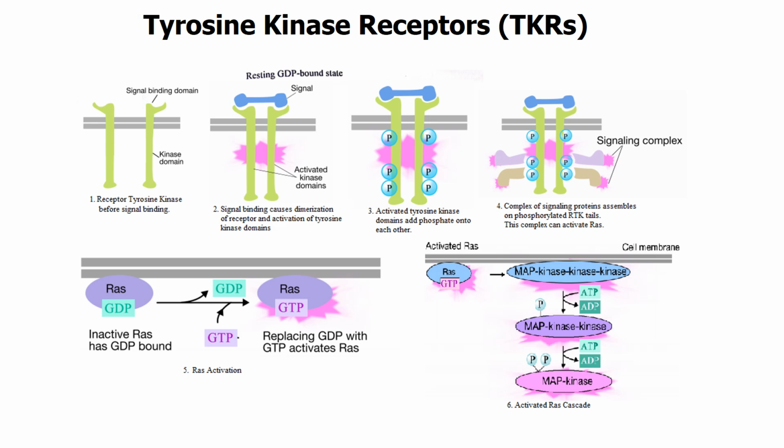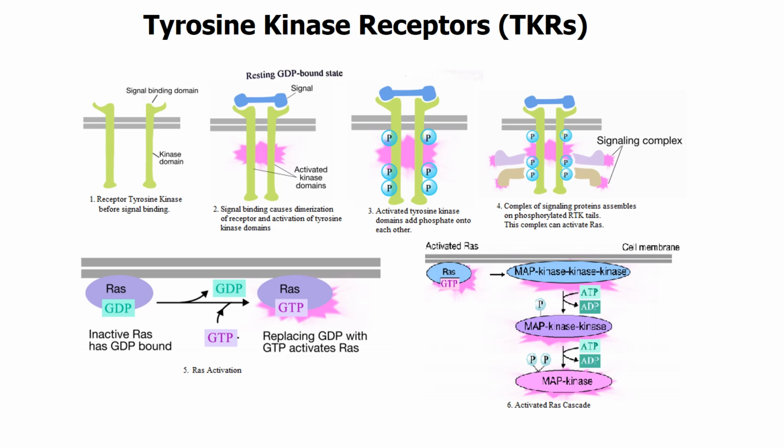Now let's take a look at the tyrosine kinase receptors. This is a little complex but straightforward. We have here a sequence of activation and deactivation processes. The first is receptor tyrosine kinase. Before signal binding, you can see the binding domain is empty.